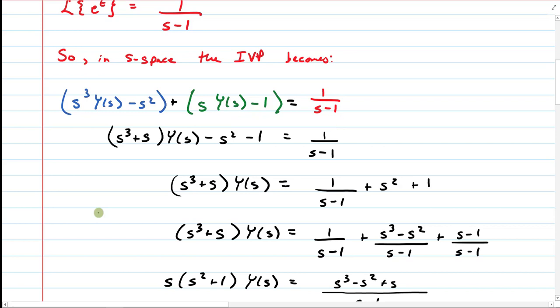So folks, at this point, this becomes an algebra problem, and we need to solve this algebra problem for capital Y(s). So what I did here is I collected together these two Y(s) terms and then factored out Y(s). So that's how we end up with s cubed plus s times Y(s). Then we have these two non-Y(s) terms which start out here, and then I add them over to the other side here.